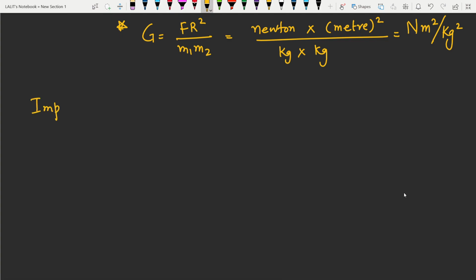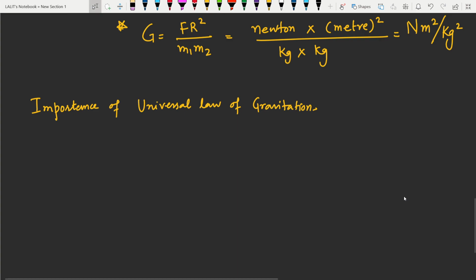This also sometimes comes in the exam. Importance of universal law of gravitation. Now, universal law of gravitation is very helpful in explaining why the planets revolve around the sun. It can be easily used to talk about the motion of planets around the sun. It is all because of gravitational force.